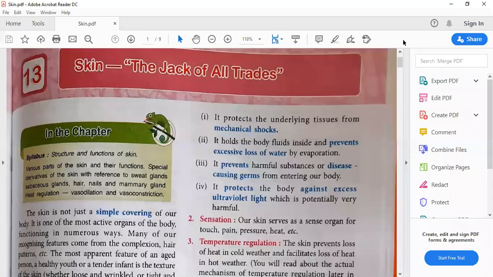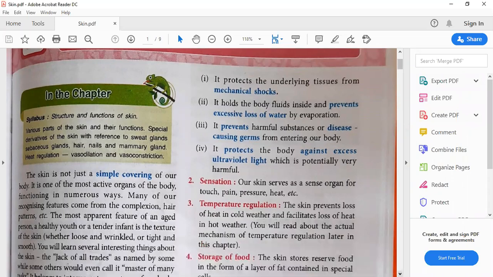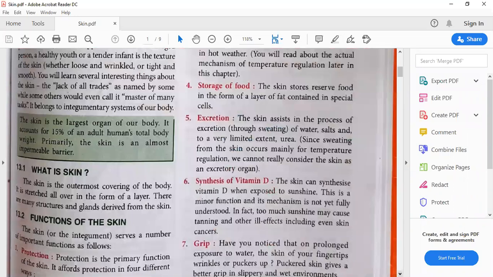So, what is skin? Now, skin has been termed as jack of all trades. So, basically, there is a lot of work which skin is supposed to do, like what are the functions? You are already aware the main function which skin is actually giving is the protection. Okay, so we'll be starting with skin.